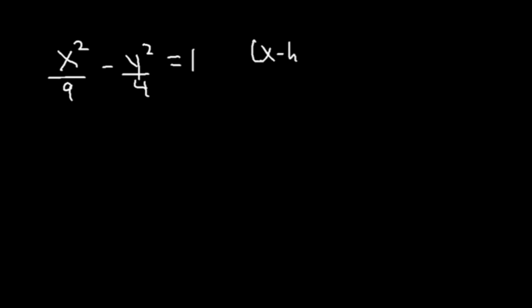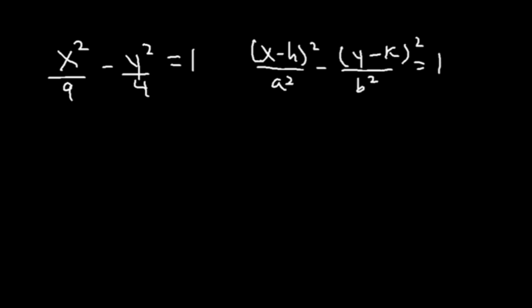So let's say we have x squared over 9 minus y squared over 4 equals 1. The general equation of the hyperbola is (x minus h) squared over a squared minus (y minus k) squared over b squared equals 1. Now, a is not the larger of these two. This time, a squared is simply whichever comes first.